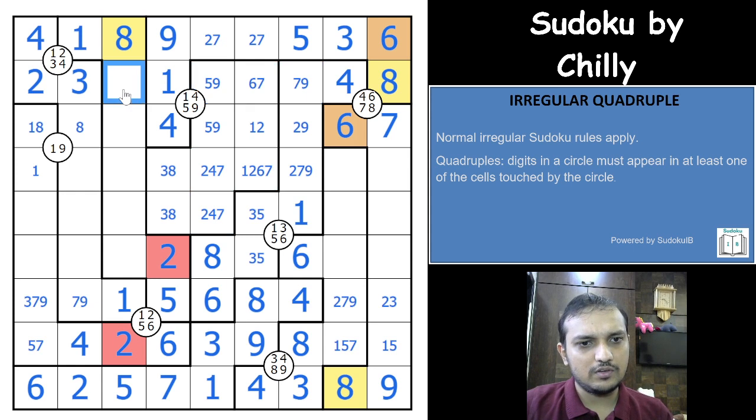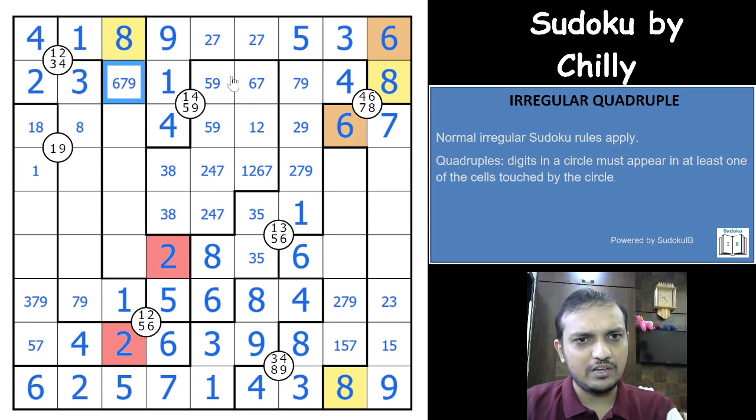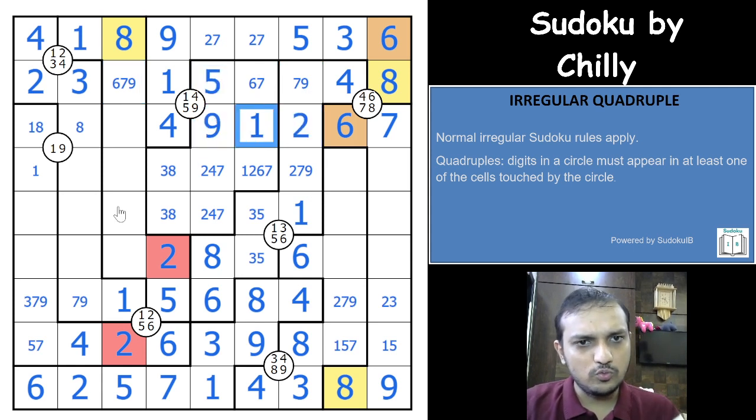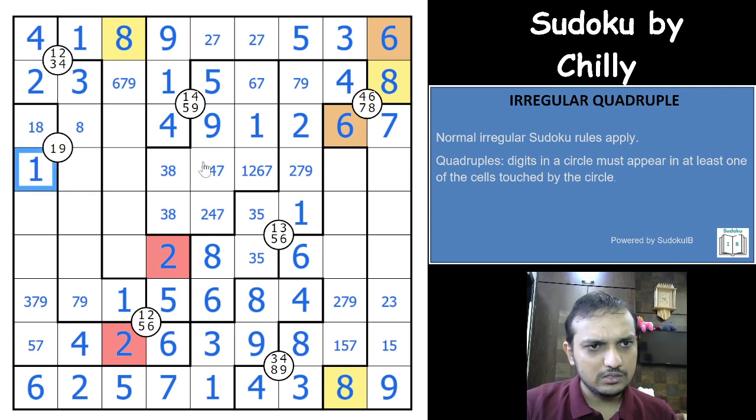5, 9, 6, 7, 5, 6, 7, 9. So this cell would have to be 5. The only place for 5 in this column row, 5, 9. That gives you 2, 1. That gives you a 1 here.